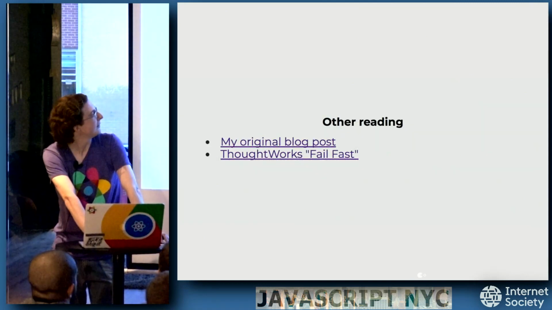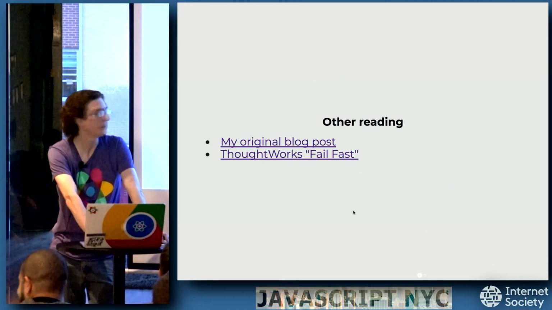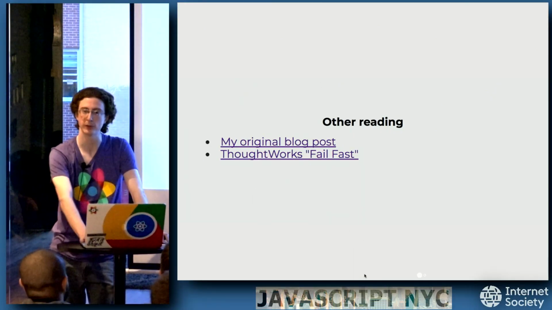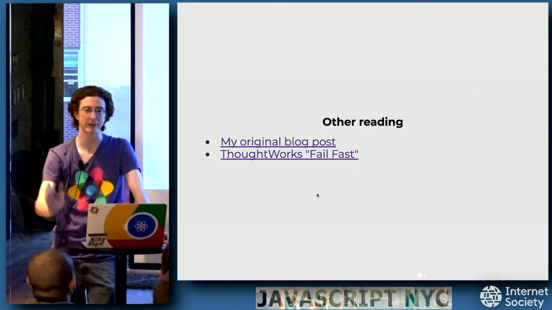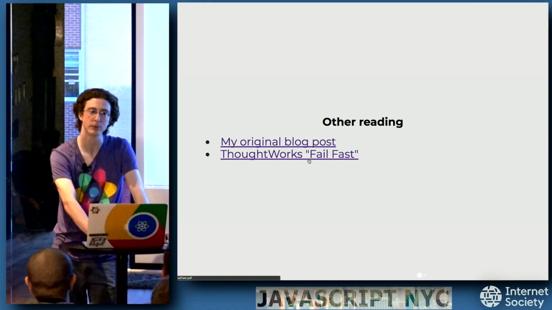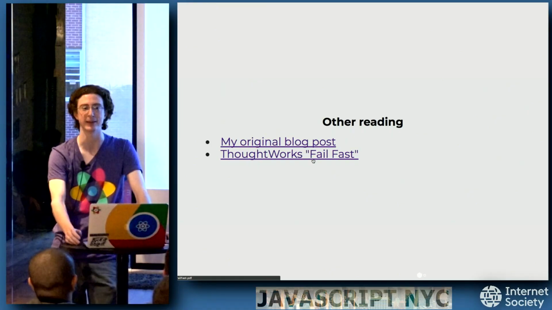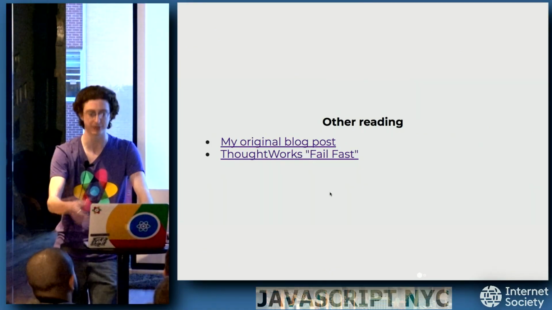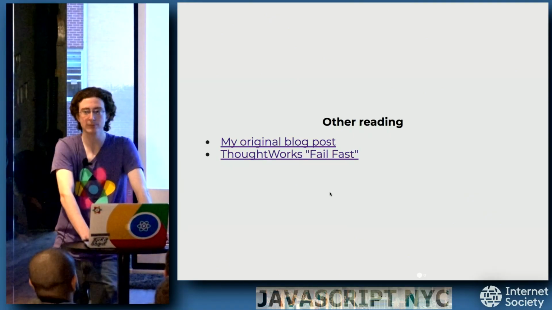So for some other reading, this talk was based off a blog post that I wrote. It's on Medium. I'll put these slides up somewhere. I'll put them in the meetup group so you can find them. And this is not original thinking. I'm not the first person to talk about this. There's a classic ThoughtWorks article called Fail Fast that is basically the same thing. Error quickly, surface errors fast, and write more robust code. Questions?